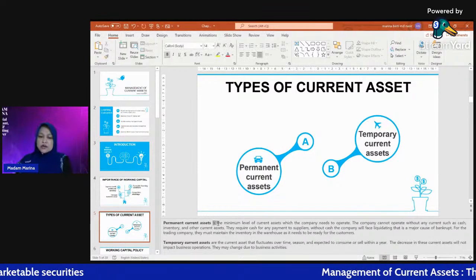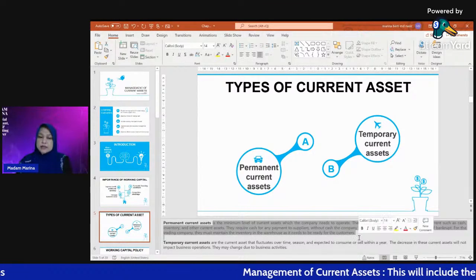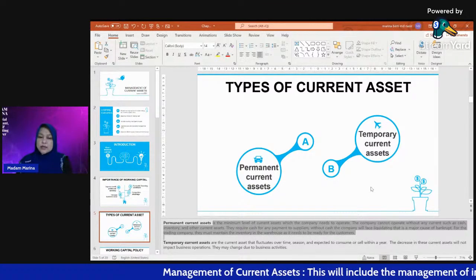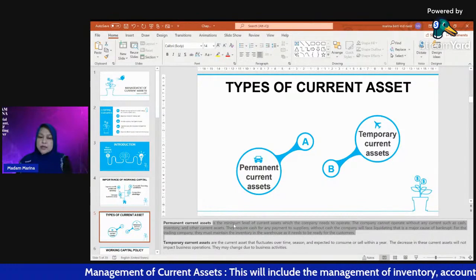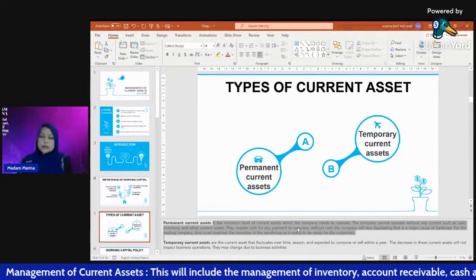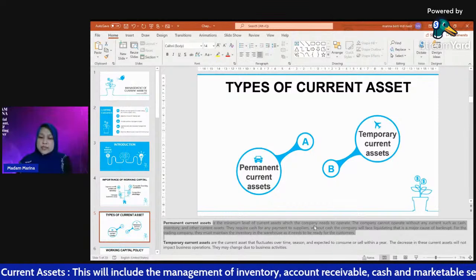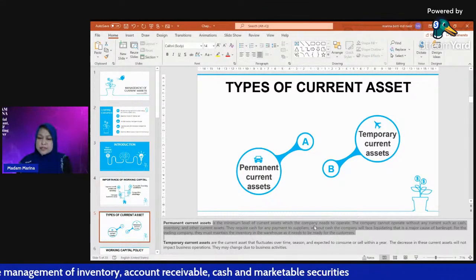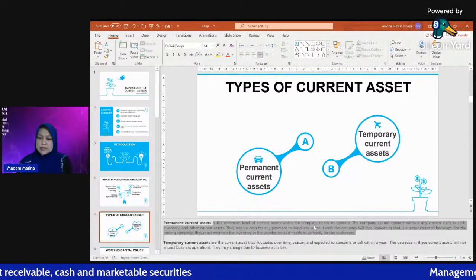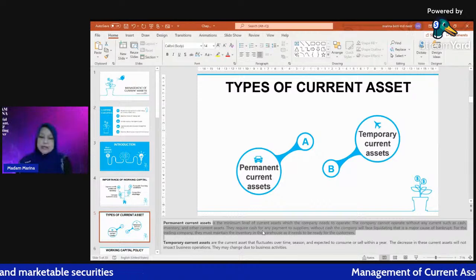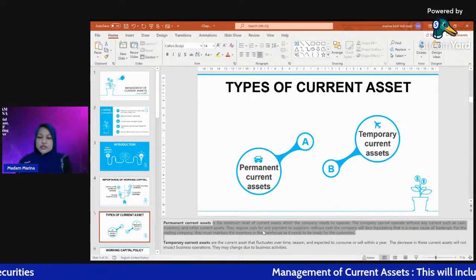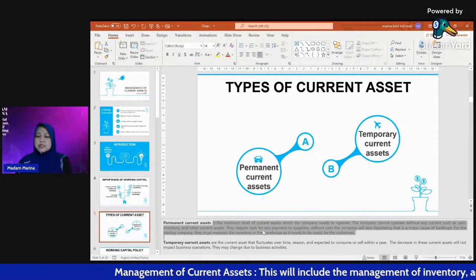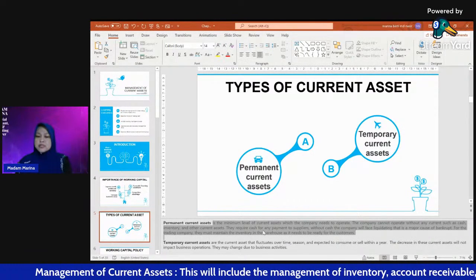Okay, look at the notes at the bottom of the slide. Permanent current asset is the minimum level of current asset which the company needs to operate. Okay, this is permanent current asset. The company cannot operate without any current assets such as cash, inventory, and other current assets. They require cash to make any payment to suppliers. Without cash, the company will face liquidity problems. That is a major cause of bankruptcy.